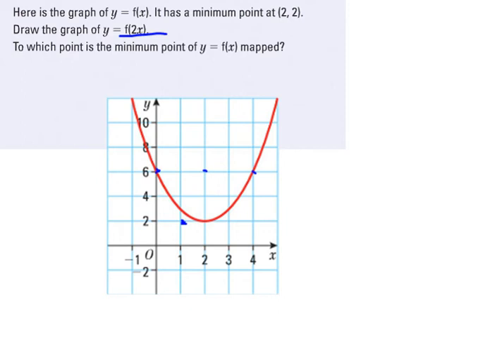So what we will get is something that's being shrunk by, it has been halved, it has been divided by 2.